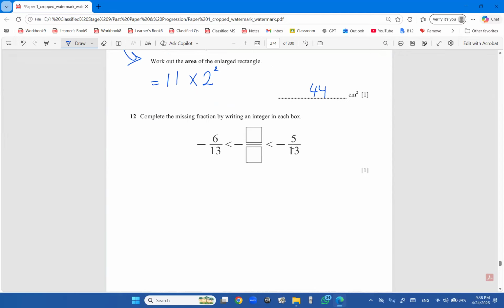Here, in order to find something that is in between, we need to get an equivalent fraction. So multiply this by 2. Multiply this by 2 gives you negative 12 over 26. While this, multiplying it by 2 gives you negative 10 over 26. So something that is in between is negative 11 over 26. And if you want more numbers in between, you multiply this by 3, a bigger number. This is by 3, this is by 3, this is by 3. Is going to create a bigger gap in the middle.